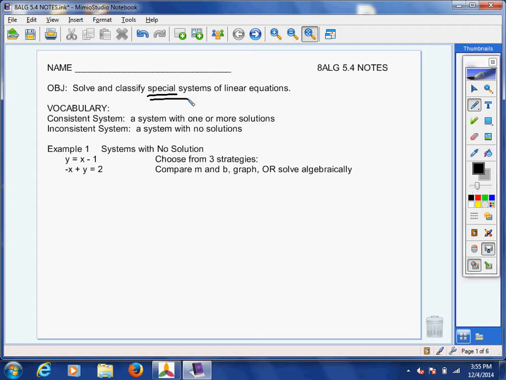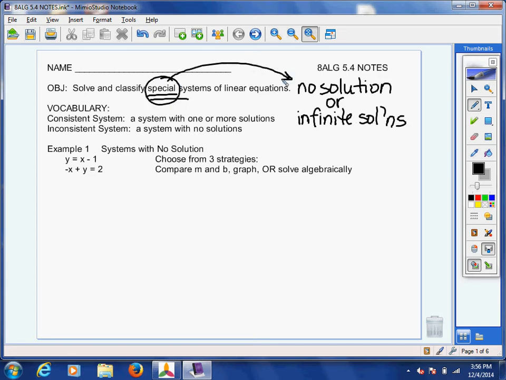But did you know that you could have some special systems where you could have lines that never crisscross and so you don't have a solution, or you have a situation where you have a line graphed on top of itself and therefore you have infinite solutions? Okay? These are the special situations that we're talking about. This is something you haven't seen yet. You've never seen a system show up and be a no solution or an infinite solution. So that's what we're going to investigate today.